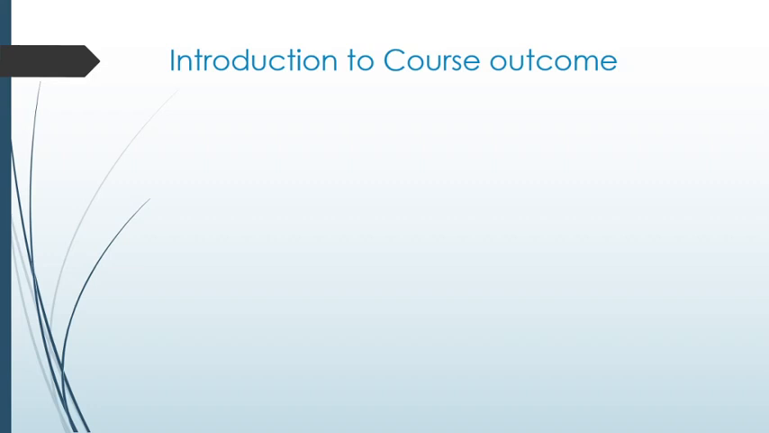So the next objective is the course outcome. What is course outcome? After finishing the course, all 5 units, what the student is able to do.